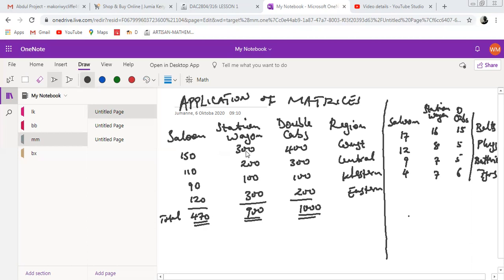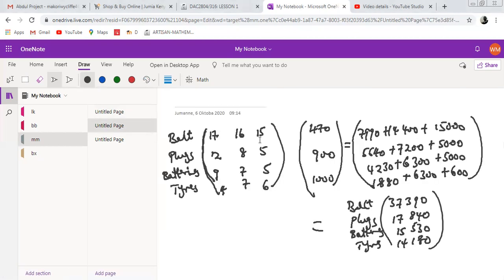For the station wagon, we do the same. We add the total number in coast plus those in central plus those in western plus those in eastern. The double cabin, we do the same and we get the total number of the vehicles. So having done that, the second question was requiring you to get the total number of spare parts that will be required.